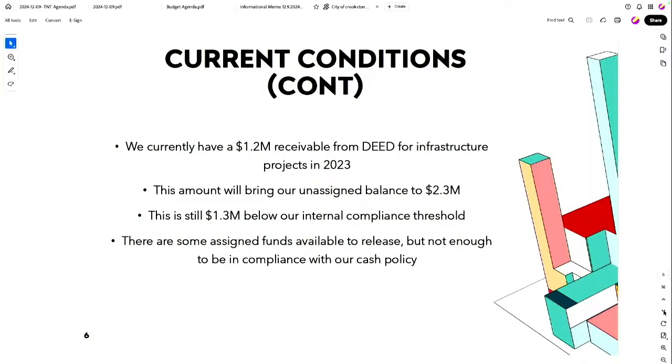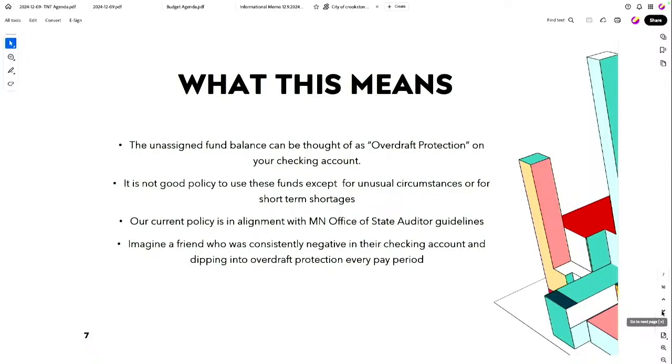Next slide. Unassigned balance can be thought of as overdraft protection. That's not money that you want to spend. It's money that's there in case of an emergency or short-term needs. It's not a good policy to use these funds except for very unusual circumstances.